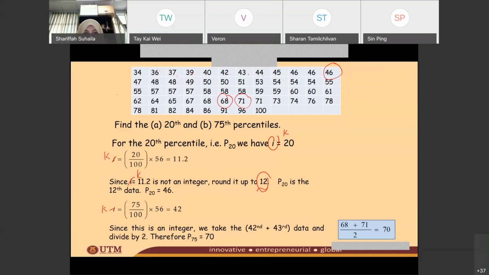Okay, for grouped data it is quite different because we already have the frequency table. You need the lower class boundary and so on. Okay.